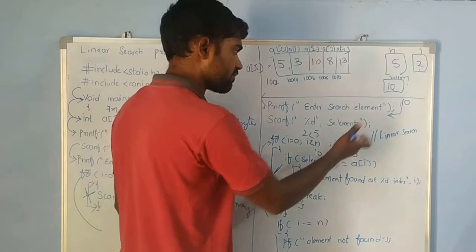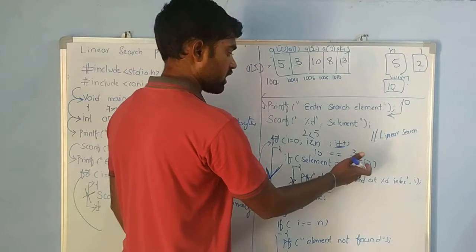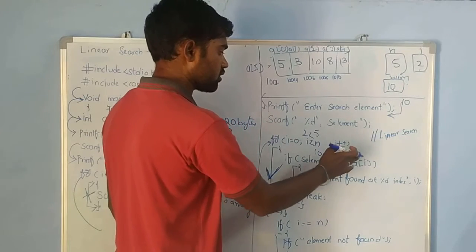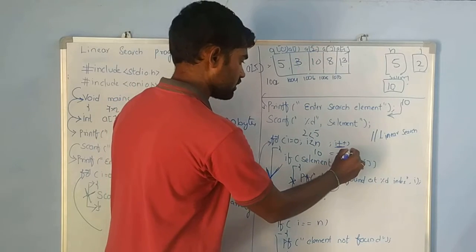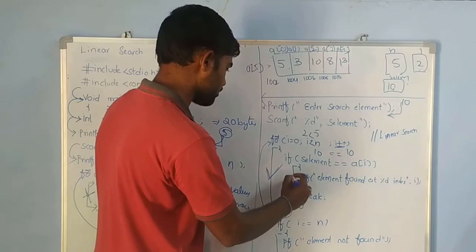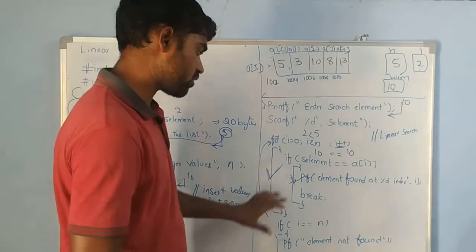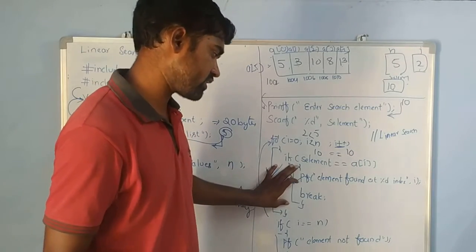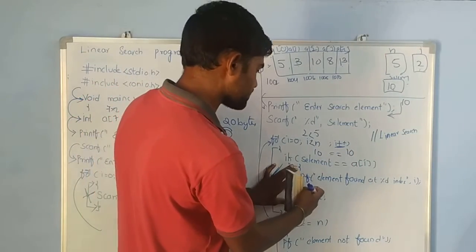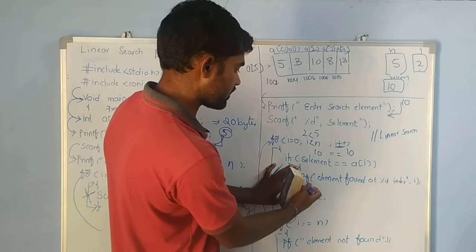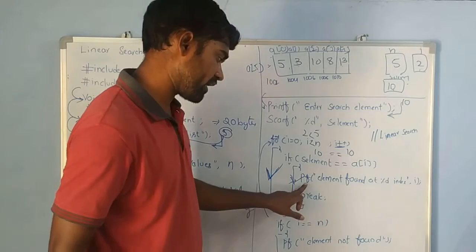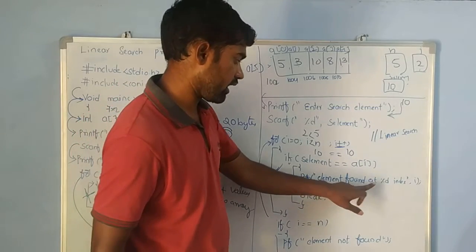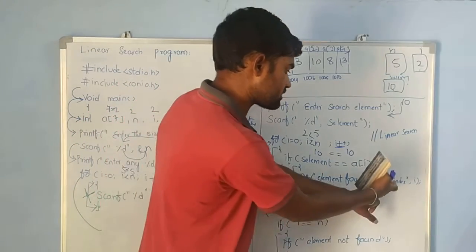Now in this for block we have the if block. S element remains the same, 10. A of I with I equal to 2, A of 2 equal to 10. 10 equal to 10, condition will be true. When the condition is true, this block of statements is going to be executed. Here we have two statements: one is the printf statement, another one is break. First the printf statement will be executed: element found at index number. What index number?